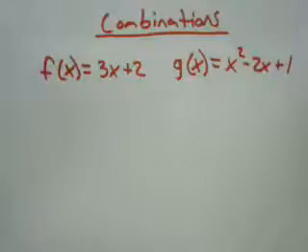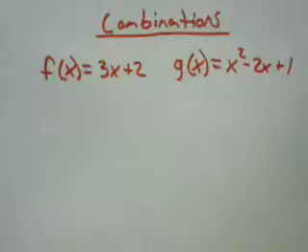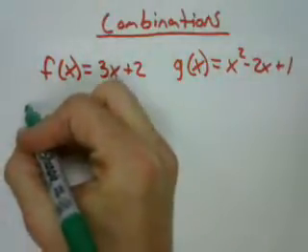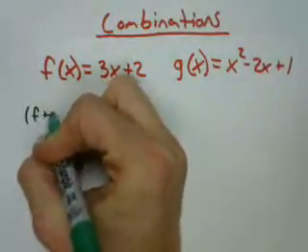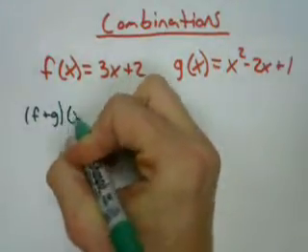So we have f of x and g of x in front of me. And right now we've got to do their combination. We can combine them in four ways: addition, subtraction, multiplication, and division. So let's just do all four. Alright, so the first one looks like this. It'll be f plus g of x.